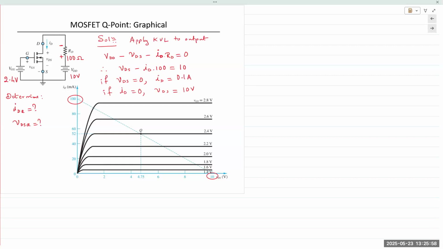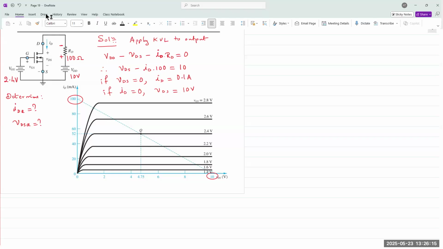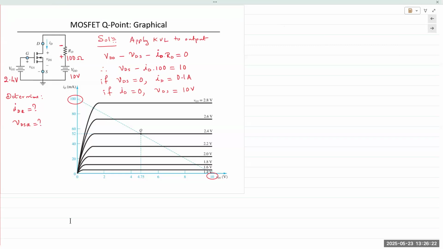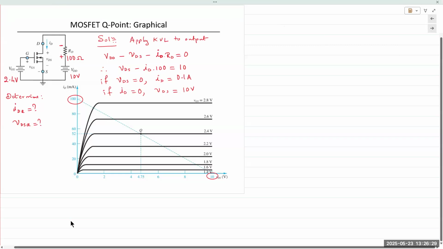We have a MOSFET circuit here, and the MOSFET circuit is biased with VDD on the right and VGG on the left on the input side. But unlike a BJT, a MOSFET does not have any input current, meaning the gate is isolated from the rest of the device because of the oxide layer. And so there is no current actually going into the device, which makes analysis a bit easier.